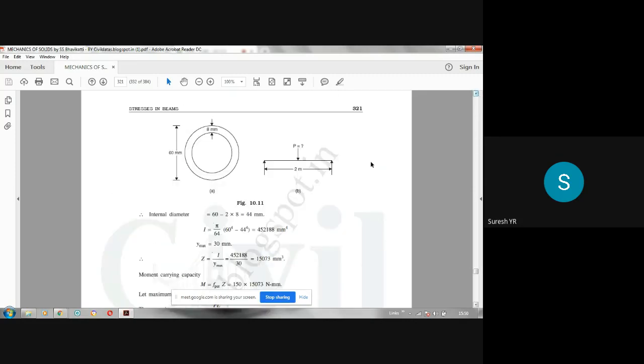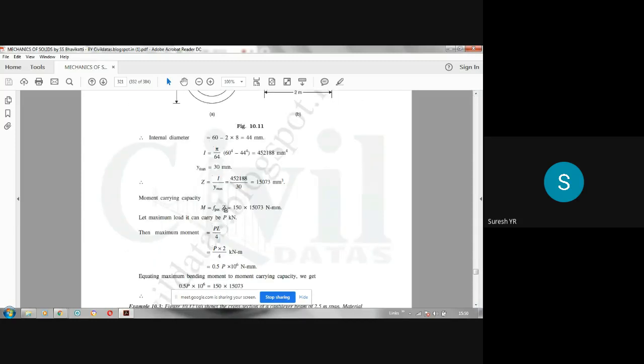So we have to equate maximum bending moment to moment carrying capacity. Moment carrying capacity is permissible stress into Z. Maximum bending moment, in this case, is PL by 4. We have derived this also. When the load is a concentrated load at the center, maximum bending moment is given by PL by 4, where P is the load.